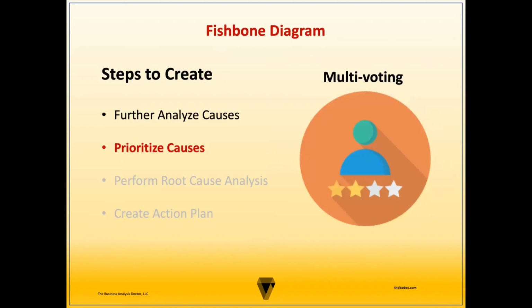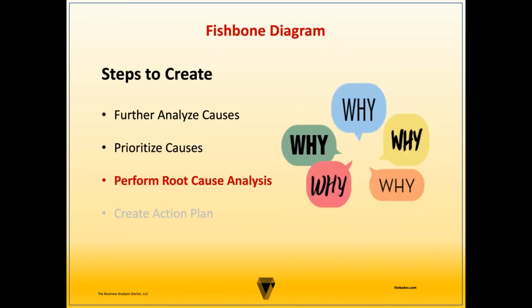Determining the most impactful causes can be facilitated through multi-voting. Here, the business analyst will provide the subject matter experts with a voting or point system. Each participant votes on the causes they believe have the most significant impact on the problem, allocating their votes accordingly. Now we're ready to perform the root cause analysis.